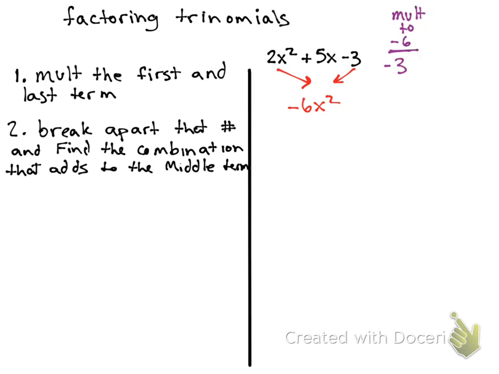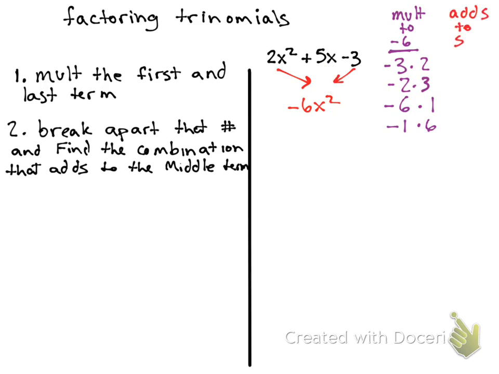So we have negative 3 times 2. And then we can also do the opposite of that, negative 2 times 3. And then we can have negative 6 times 1. And then also negative 1 times 6. So this is all the numbers that multiply to negative 6. And we have to pick the one that adds up to positive 5, the middle term.